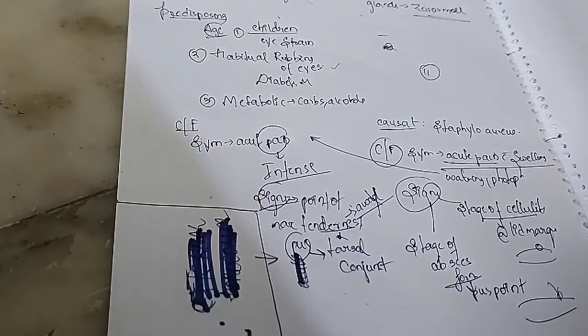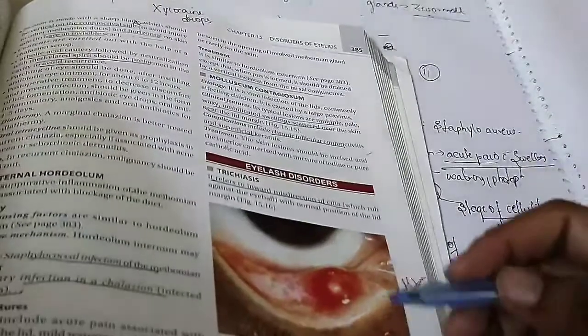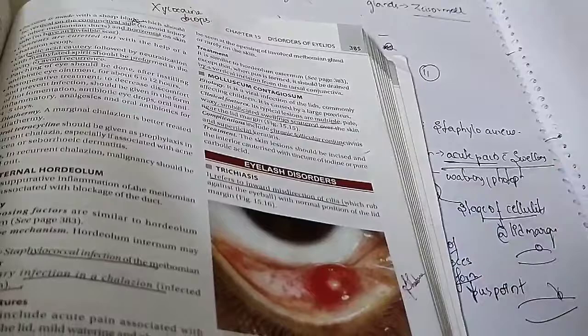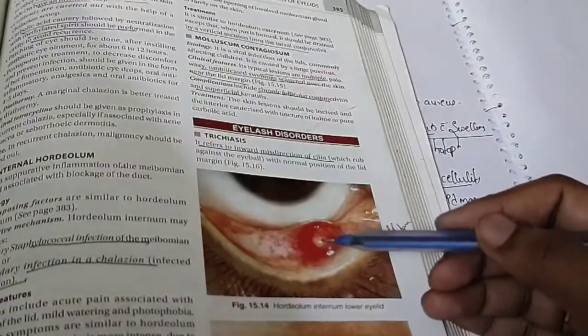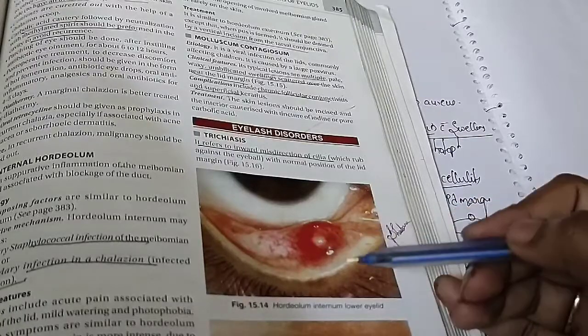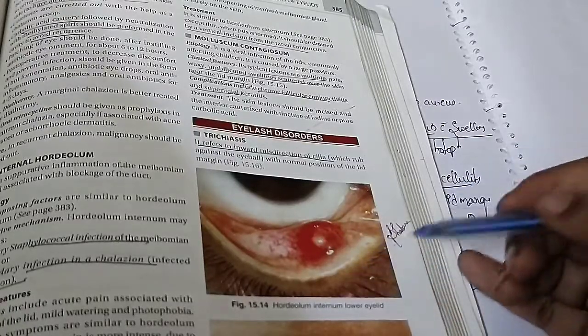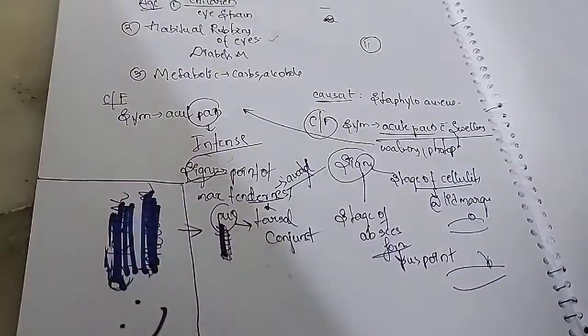When you invert the lid, you could see a yellowish spot on the conjunctiva. I'll show you a picture. Here, I guess you could see. On the lower eyelid, see the yellowish area here on inverting the lid. The pus point is not at the root of the cilia as it is in external hordeolum, but it is on the tarsal conjunctiva. So that is the difference.